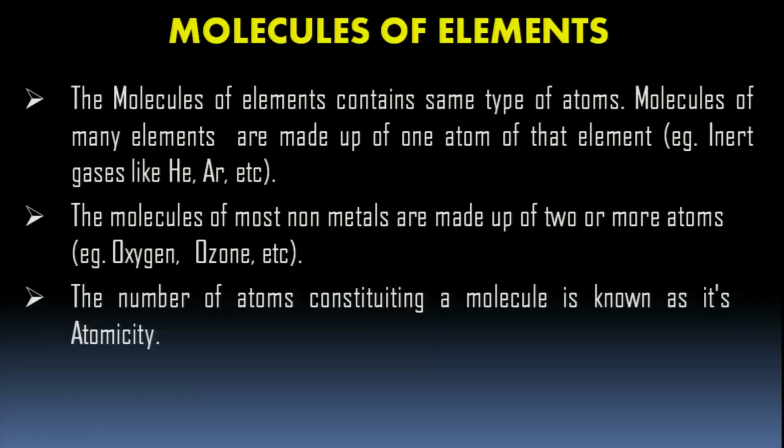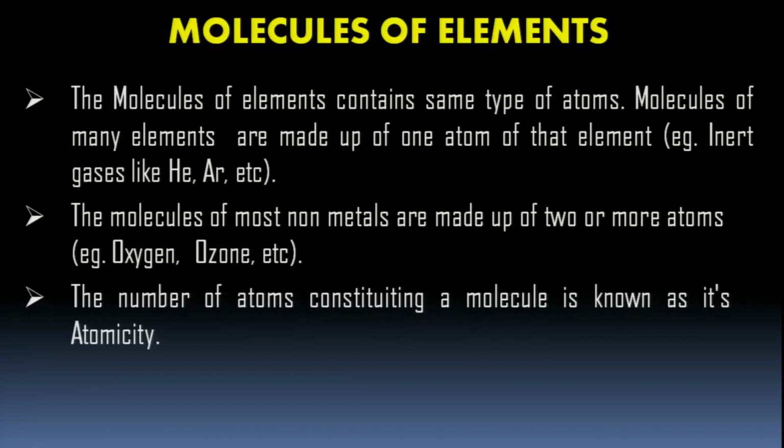Now, molecules of elements. As we had discussed, children, the molecules of elements contain same type of atoms. Molecules of many elements are made up of one atom of the element. For example, as I have told you, inert gases like helium, neon, argon, krypton, xenon and all those things, because they are noble, they don't want to mix with anybody.